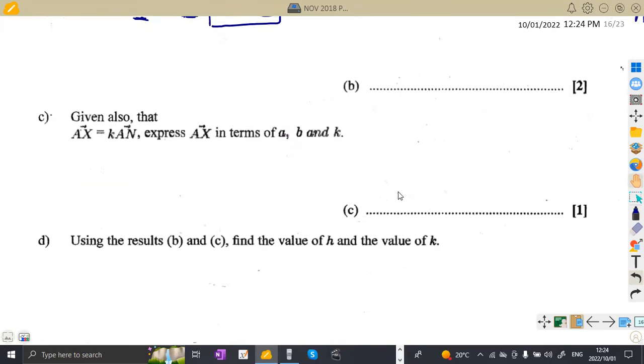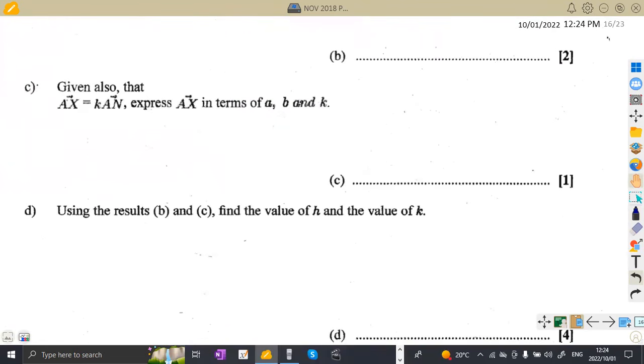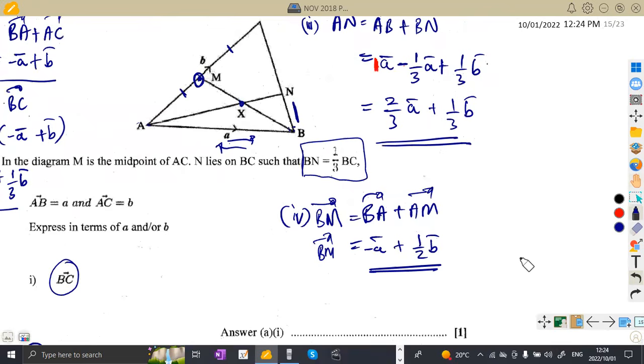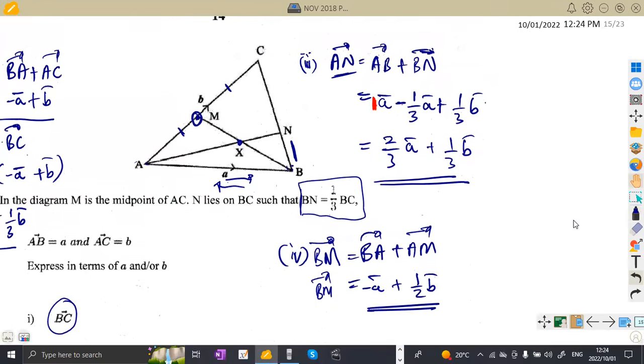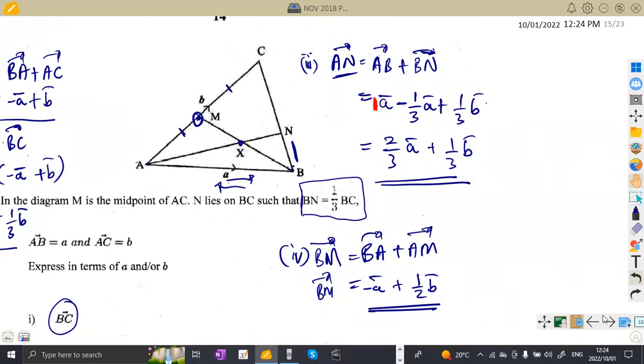The other part, we are given another condition now to say the same AX that we are talking about is equal to KAN. Do we have vector AN or have we calculated vector AN before? That is the question. Let's cross check. We calculated this vector. This is what we got here for AN: 2 over 3A plus 1 over 3B. So this is the one that you're going to use because we need vector AN.